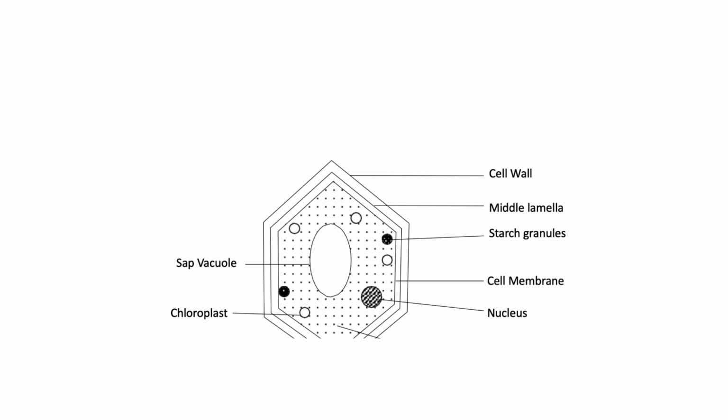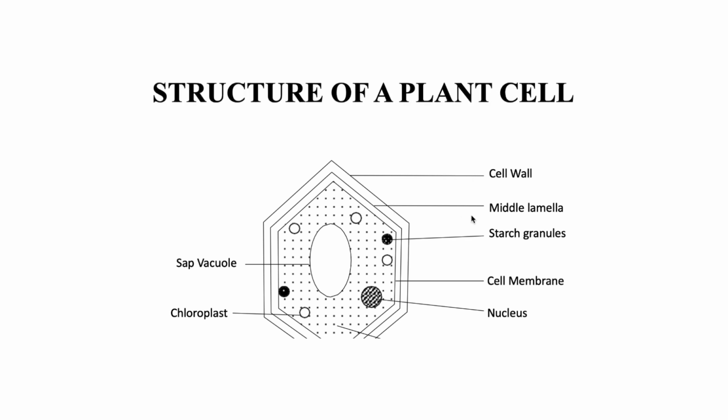Here is a typical cell. It has many parts, and I would like to ask, what do you think this cell represents? Is it an animal cell or a plant cell? Who can guess? Yes, you're right. This is a plant cell. By looking at the first layer, you realize that it has a cell wall. From the previous lesson, we said that plants have cell walls, but animals don't. You also realize that it has a middle lamella, and the third layer is a cell membrane.